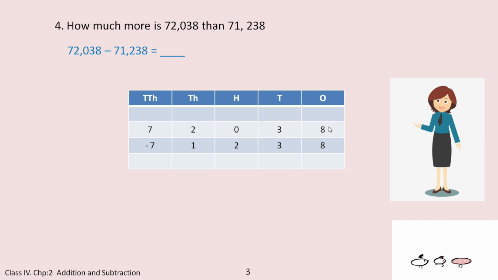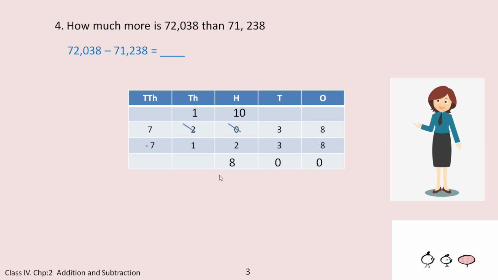Fine. Starting with extreme right, 8 minus 8 will give me 0. 3 minus 3 will give me 0. And 0 minus 2 is not possible. So borrowing next door, 2 will become 1 and 0 will become 10. Fine. Now starting from the hundreds, 10 minus 2 will give me 8. 1 minus 1 will give me 0 and 7 minus 7 will give me 0. So my answer here is 800.